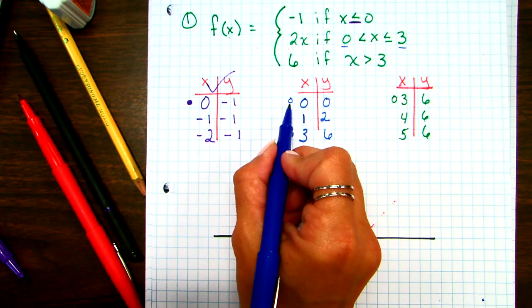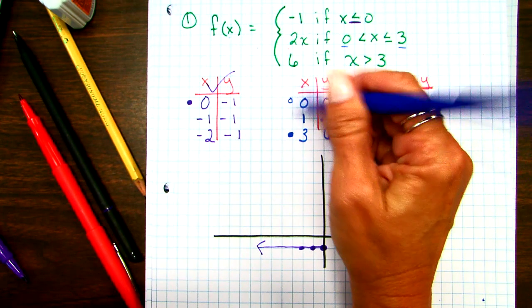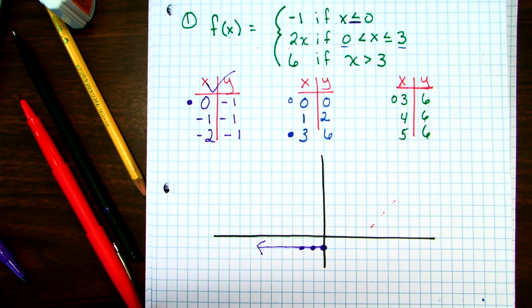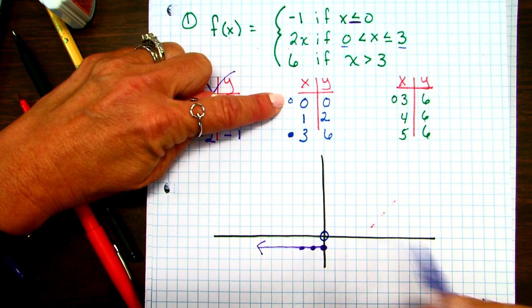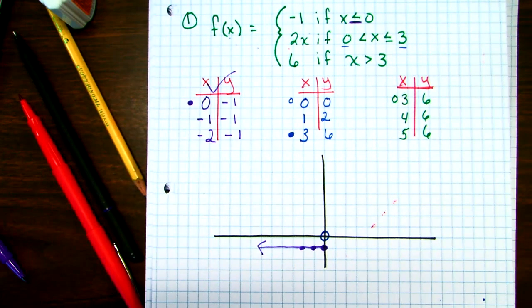0, 0, open circle. That's why I put it there. Because you guys know when you plot points, your whole life, you always put a closed-in circle. That's how you plot a point. Just put a dot there. So it helps remind me that that's an open circle.